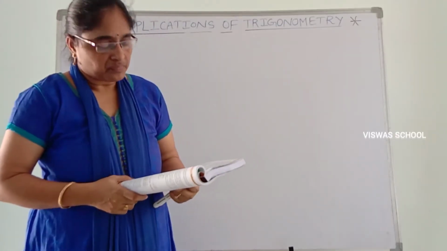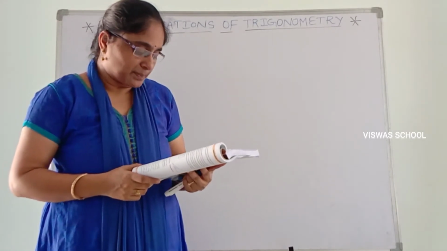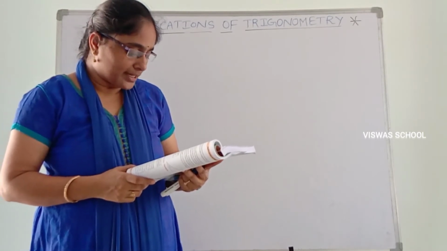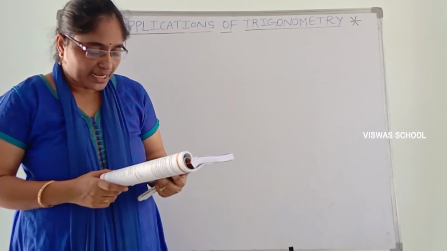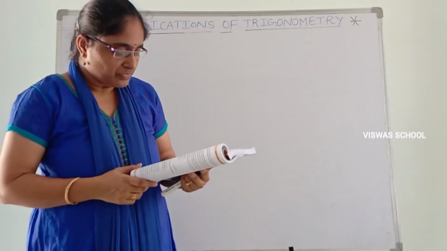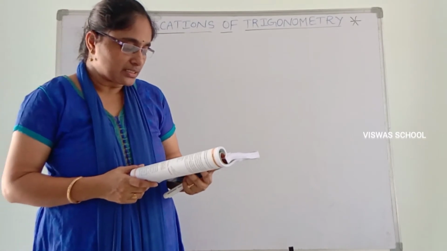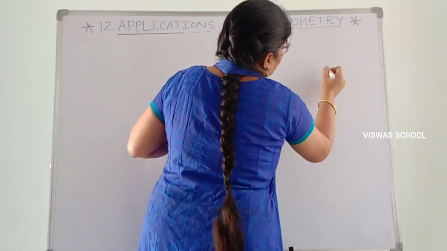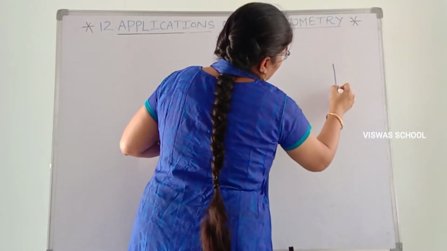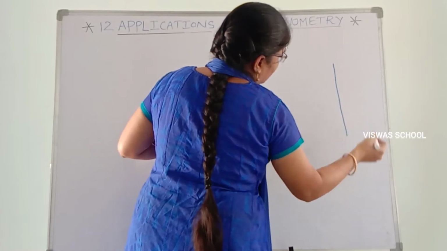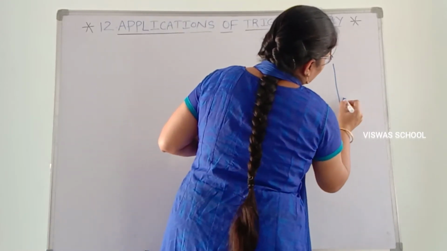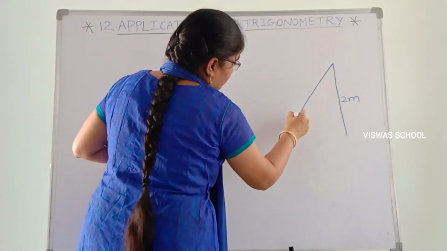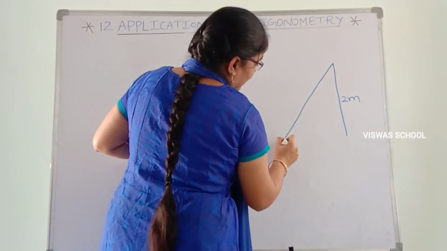Next, third problem. A contractor wants to set up a slide for the children to play in the park. He wants to set it up at the height of 2 meters, and by making an angle of 30 degrees with the ground, what should be the length of the slide? Here see once. A person wants to set up a slide in the park at the height of 2 meters. This is the height. And this is the slide.